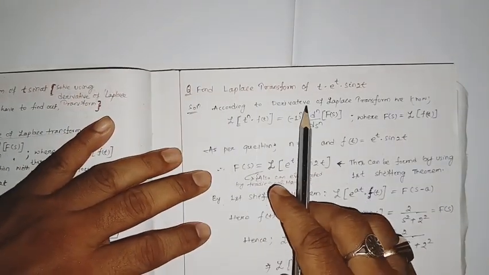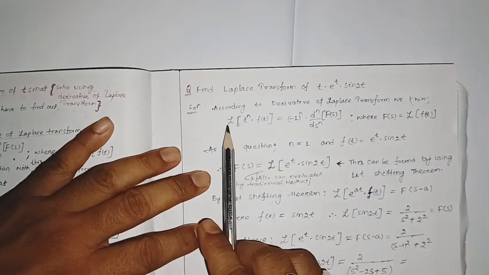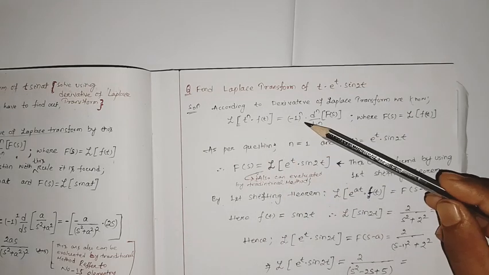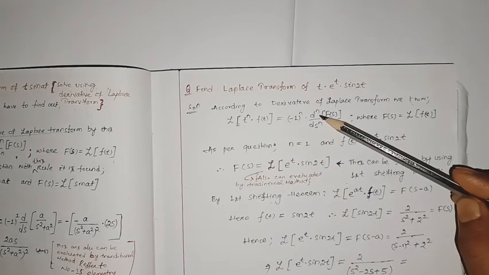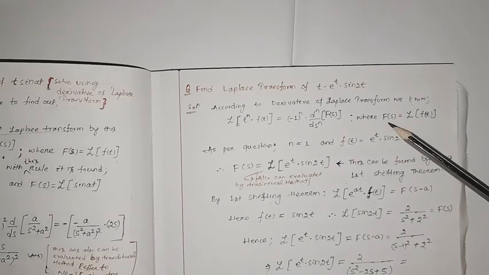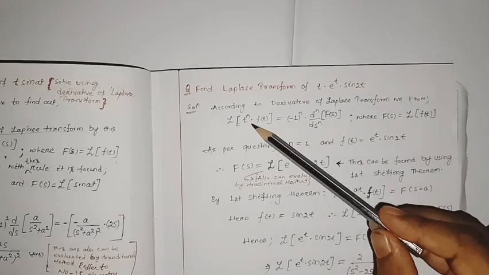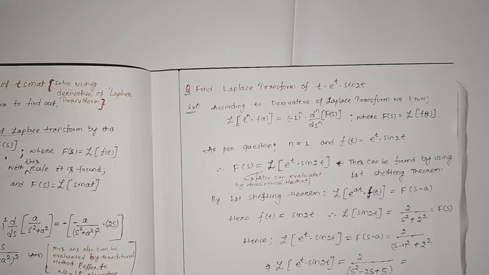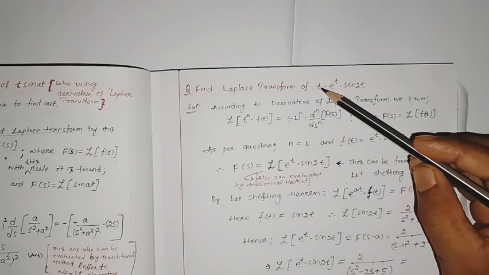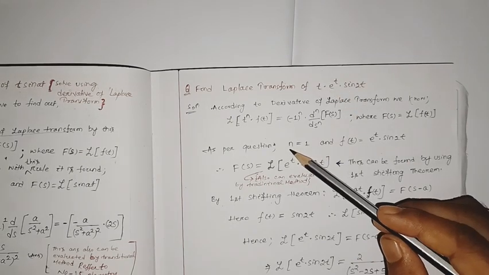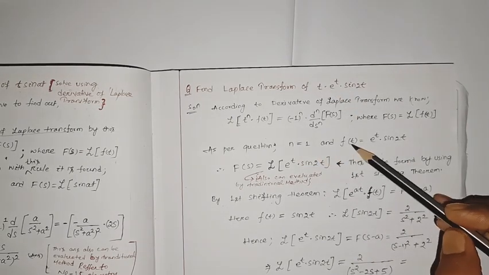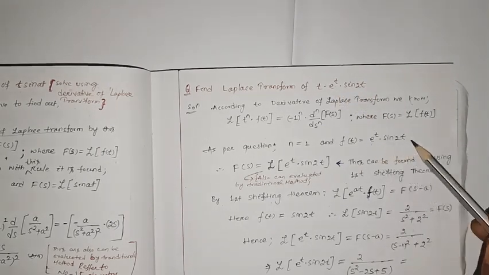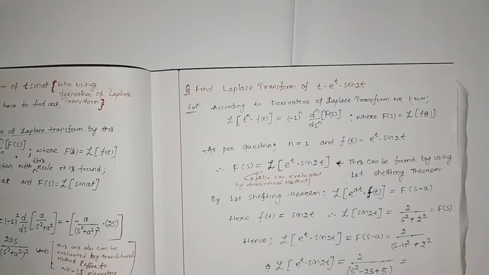So according to the derivative of Laplace transform, we know that the Laplace transform of t to the power n f of t is nothing but minus 1 to the power n times the nth derivative of capital F of s, where capital F of s is the Laplace transform of f of t. Now, as per the question, t is to the power 1, so here n will be 1 and f of t is e to the power t sine 2t.